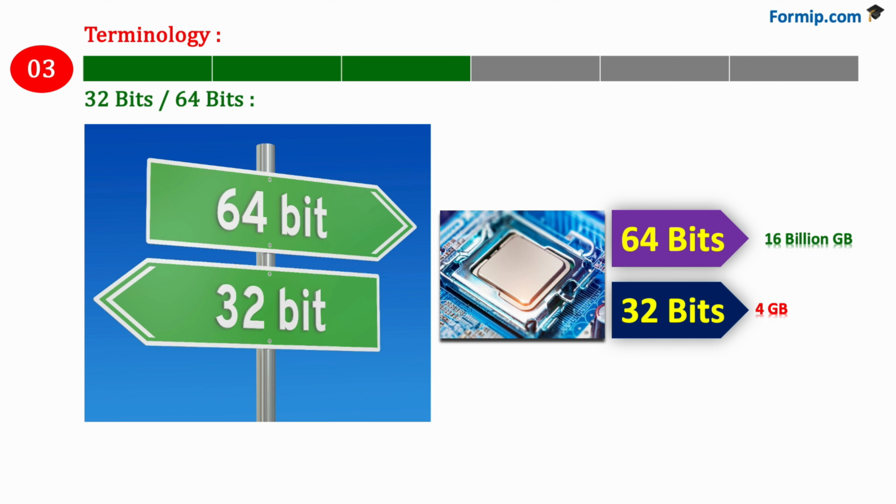Basically, if you have more than 4 gigabytes of memory in your PC, well, the ideal is to run your operating system on a 64-bit architecture.